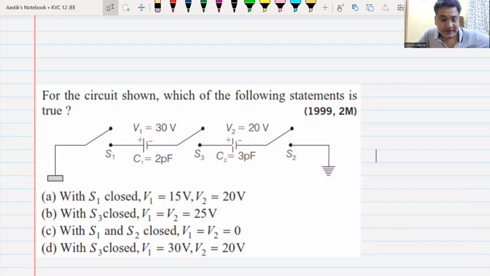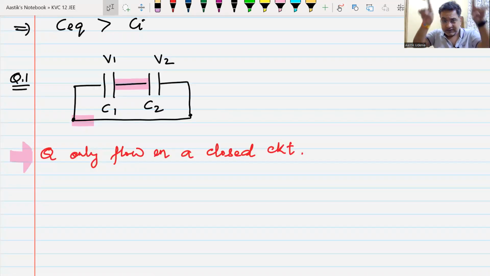So when I connect them by a single wire, unless and until there is a complete circuit, nothing happens. Now let me take a different scenario. If I want charges to flow in a circuit, charges only flow, and we have seen in the previous example of sharing of charges, charges only flow because of difference in potential. Yes or no? Yes, sir. Now, to make charges flow, the first condition is that there must be a closed circuit.